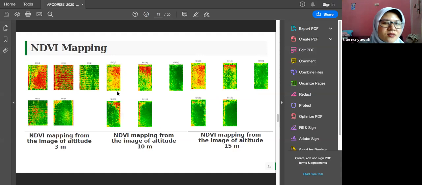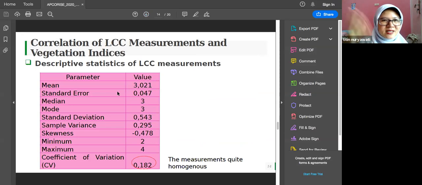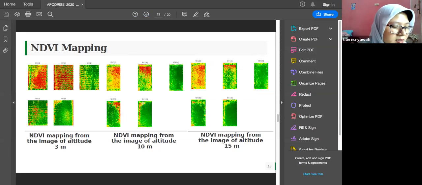This is the result of NDVI mapping. Please go back to the previous slide. This NDVI mapping is from the images at altitudes of 3 meters, 10 meters, and 15 meters. The greenness level on the same treatment is slightly different at different altitudes. At 3 meters altitude, it looks more red than the others. It means that the NDVI value is slightly different from the others.